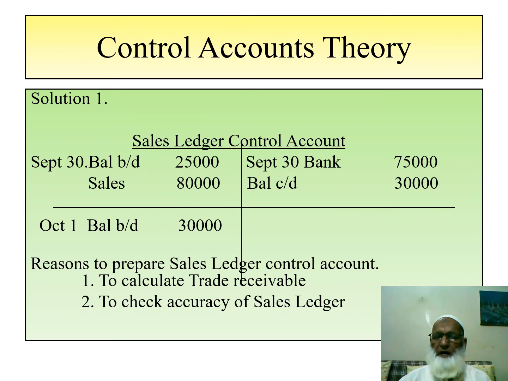Now our second part is reasons to prepare a sales ledger control account. First reason is to calculate trade receivable, to find out how much the remaining or ending trade receivables are at the end of the year, and to check the accuracy of the sales ledger. These are the two main reasons why a sales ledger control account is prepared. Now to the next slide.